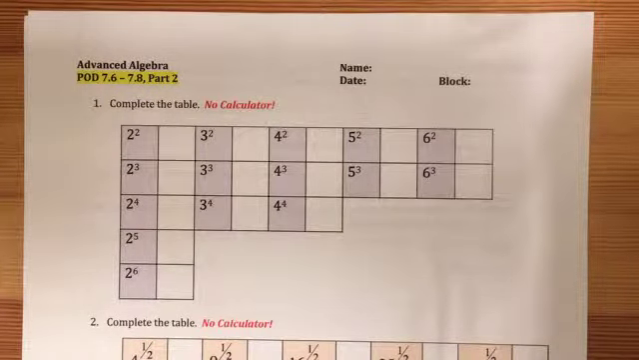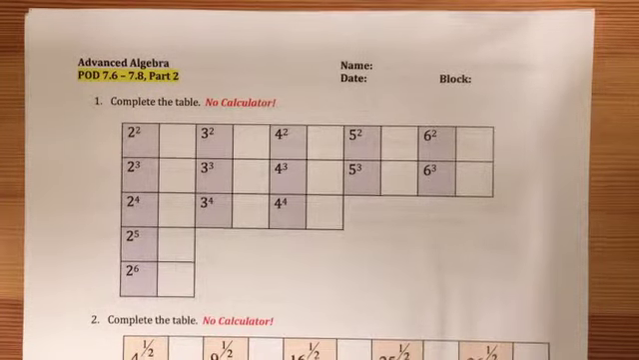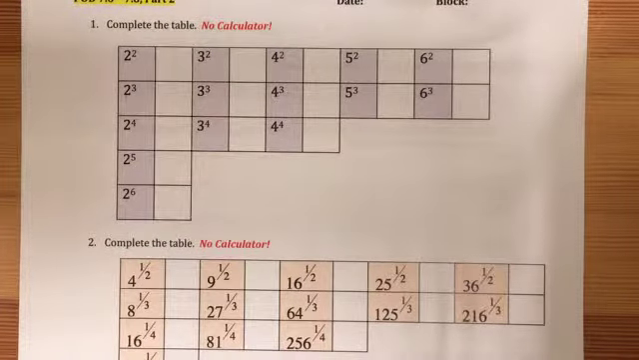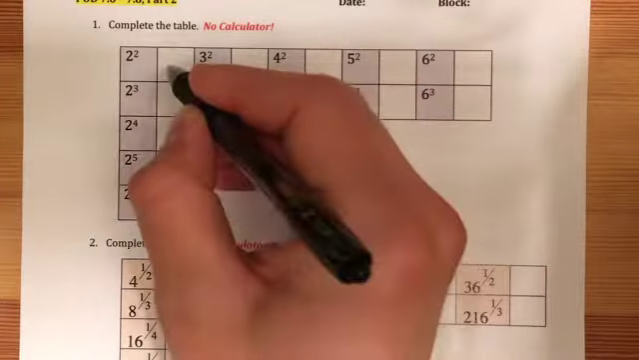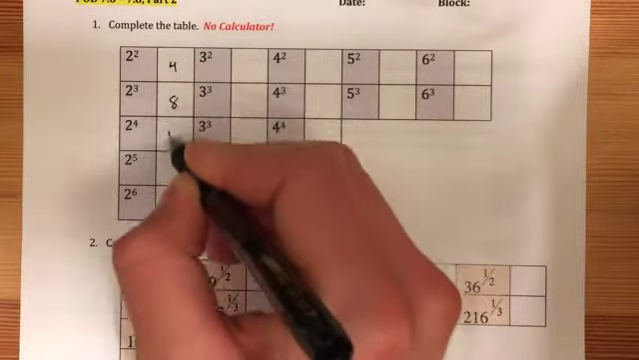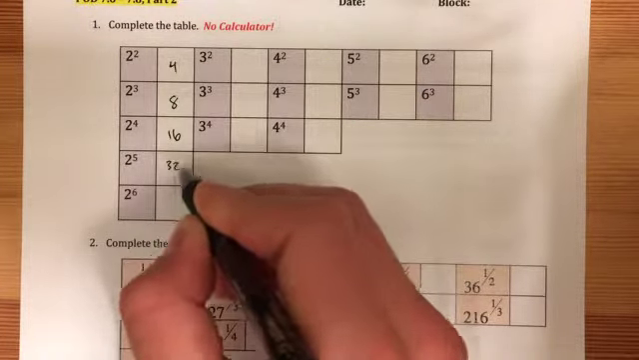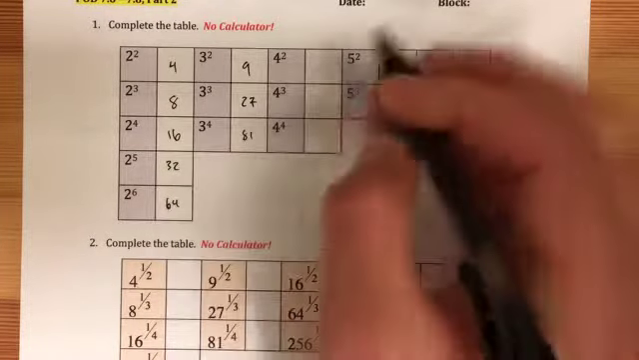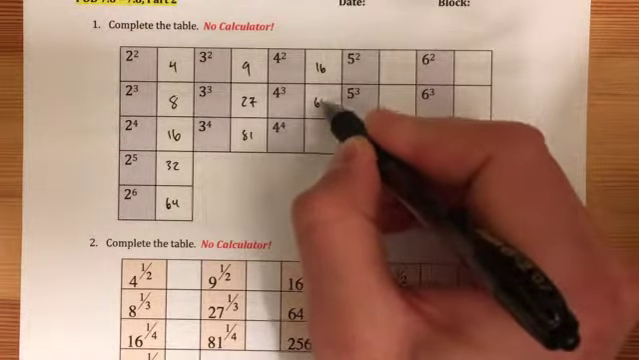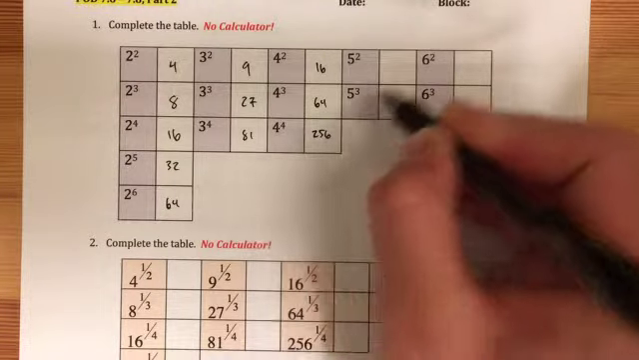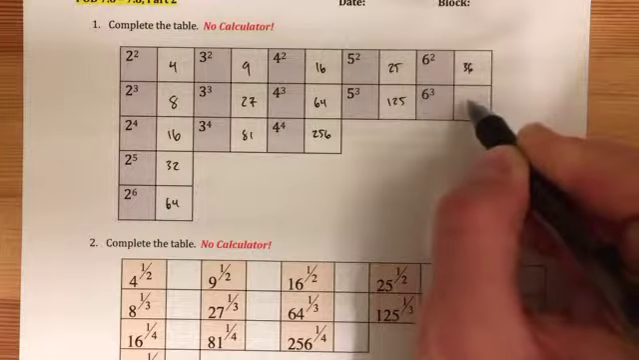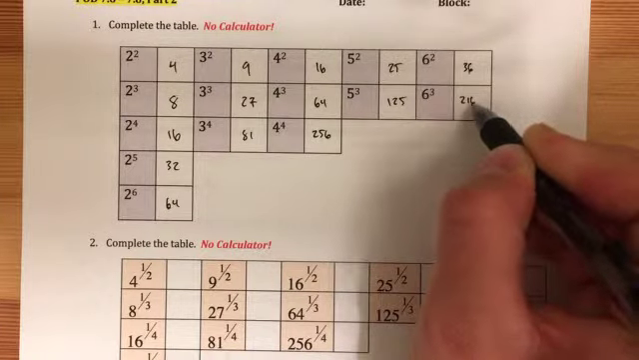Okay, this is POD 7.6 to 7.8 part 2. We already know all of these. I guess I can fill them in just for the sake of it. This is 4, 8, 16, 32, 64, 9, 27, 81, 16, 64, 2, 56, 25, 125, 36, and 216.